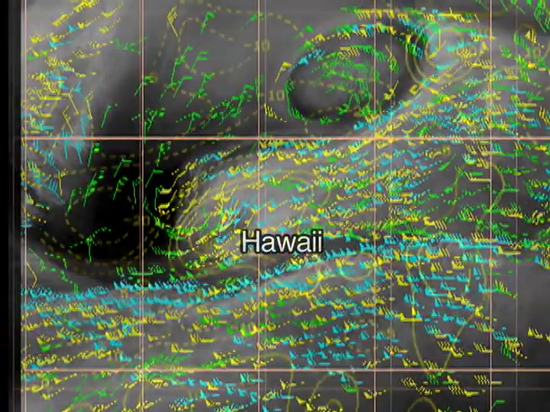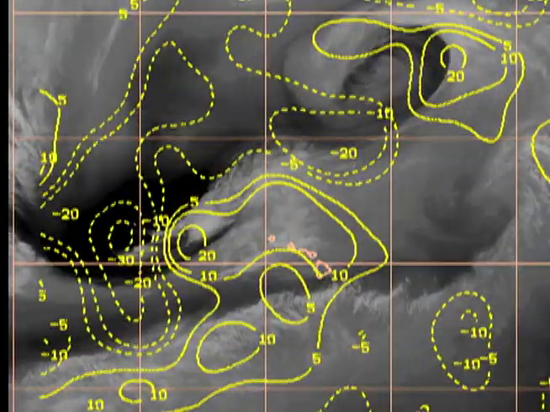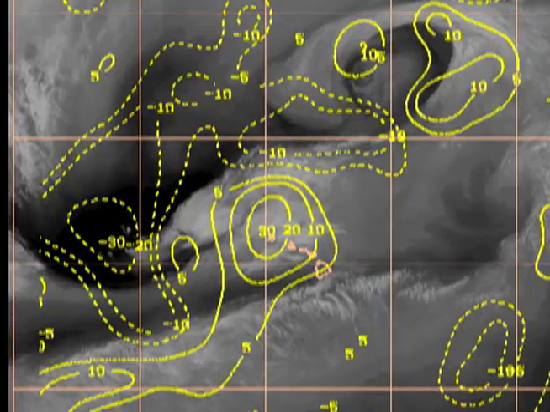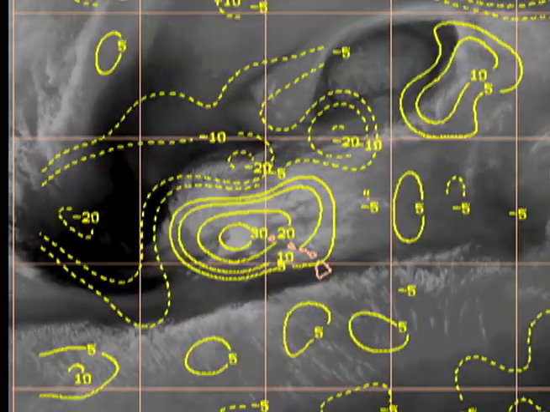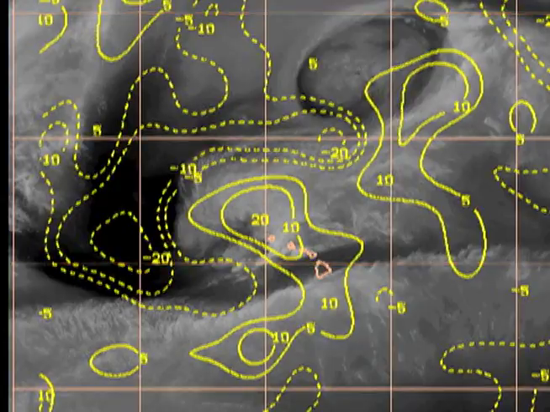From these satellite winds, we can estimate something called upper air divergence. That is where air is spreading apart at jet stream level, which is favorable for active weather. Here, positive numbers mean that divergence. Notice it's focused on the northern Hawaiian Islands.